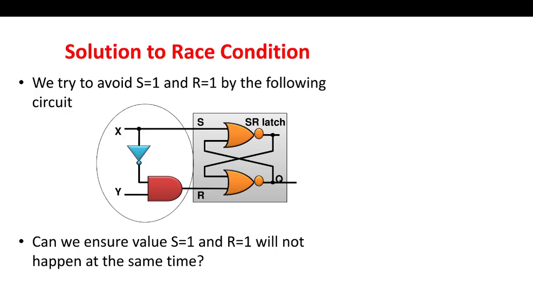So what is the solution for the race condition? We don't want this 1 1 condition. So if we apply a NOT gate and give it here, it will be 0. That means this AND gate output will be 0. So actually we will not get the 1 1 condition. In this way we can avoid this 1 1 condition.